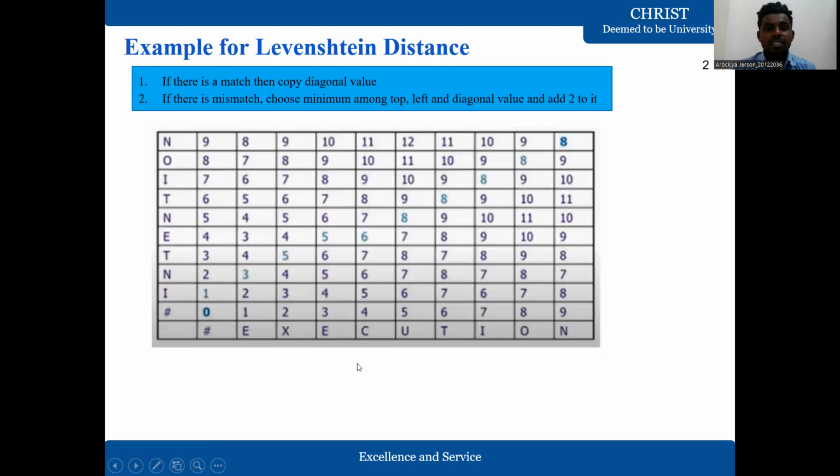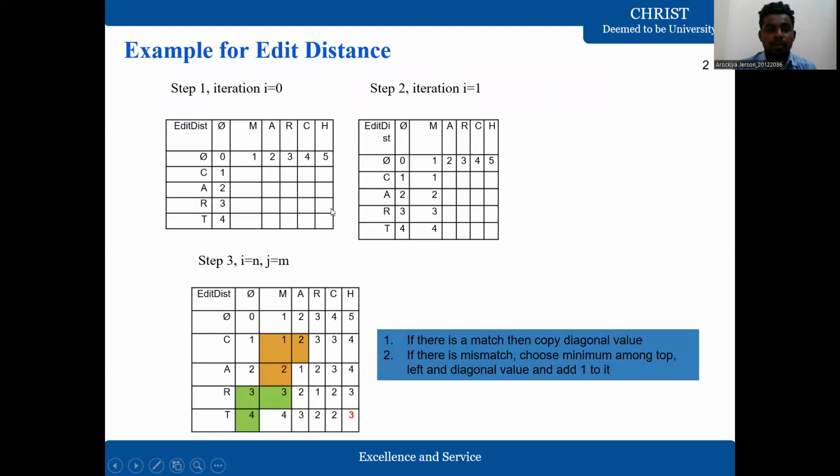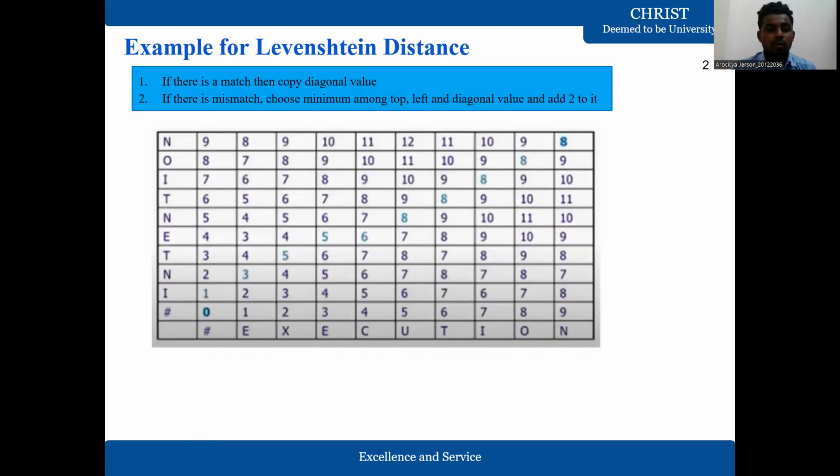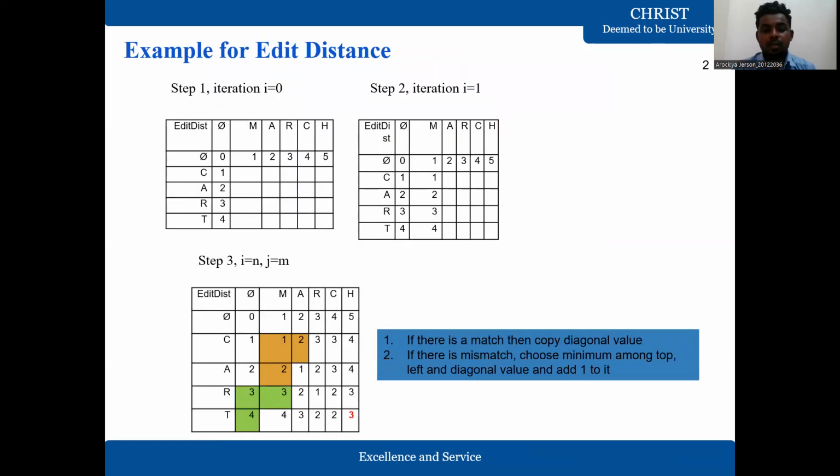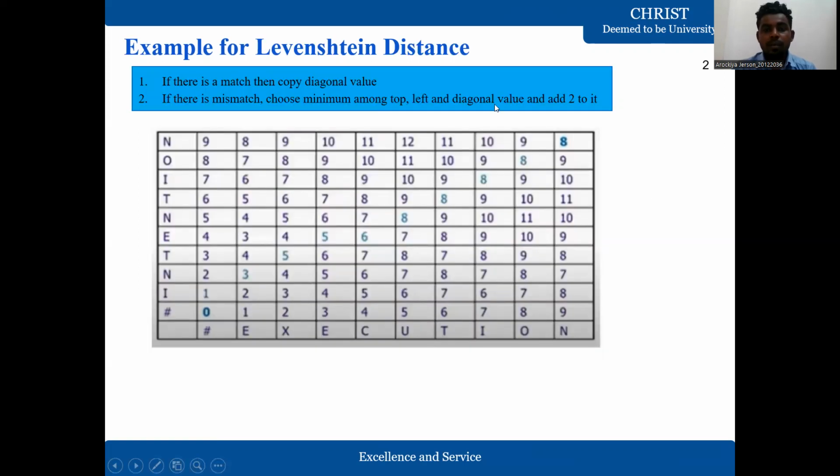The next example is for Levenshtein distance. This example is similar to the previous example. Here we have 2 strings. The one is intention and another one is execution. If there is a match, then it will take the diagonal value. If there is a mismatch, then it will choose the minimum among top, left, and diagonal value and add 2 to it. The difference between both Levenshtein distance and edit distance I have already explained. For edit distance, the operation cost is 1. For Levenshtein distance, the operation cost is 2.